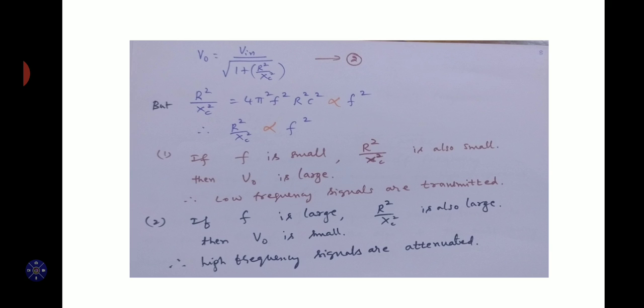Suppose F is large, then R square by Xc square is also large, because R square by Xc square is proportional to F square. Therefore, if F is large, R square by Xc square is also large. Then V0 is small from equation 2. Therefore, high frequency signals are attenuated or cut off.